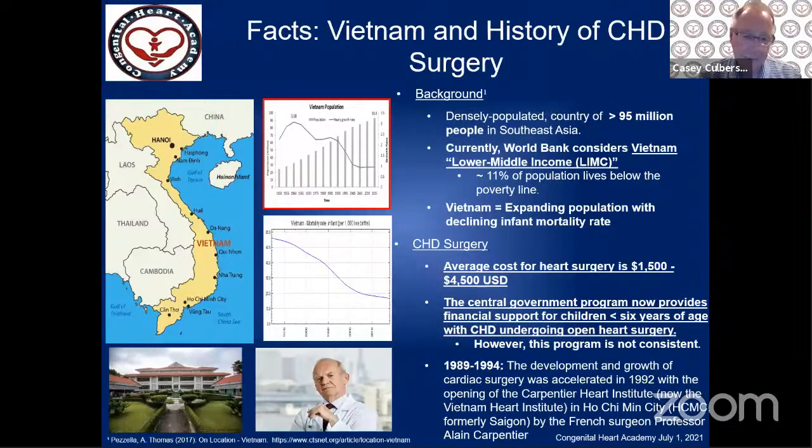And in the early 90s, congenital heart surgery really took off, at least in the Ho Chi Minh City area, with the development of the Carpentier Heart Institute by Professor Alan Carpentier. It's a beautiful place. And literally when I got to Vietnam, it was kind of the only game in town. And that's a picture of it in the lower left-hand corner.